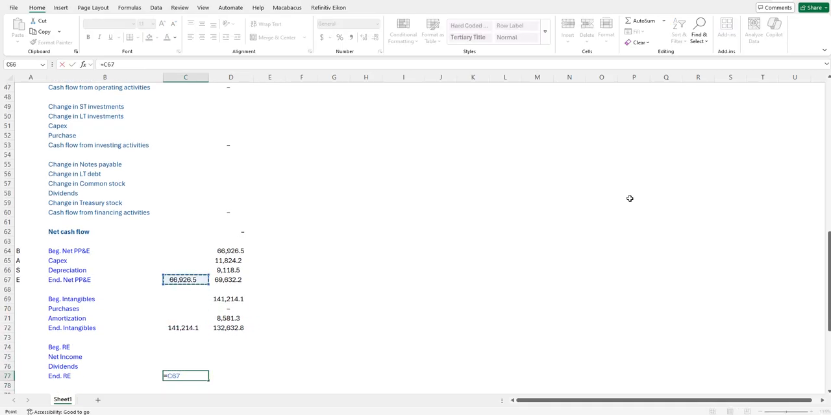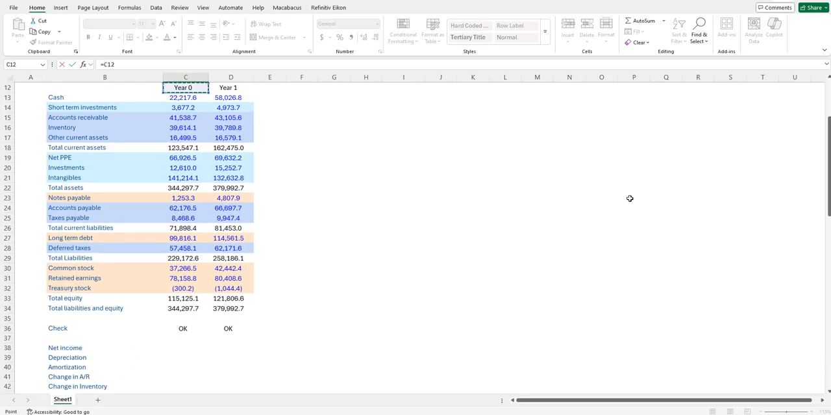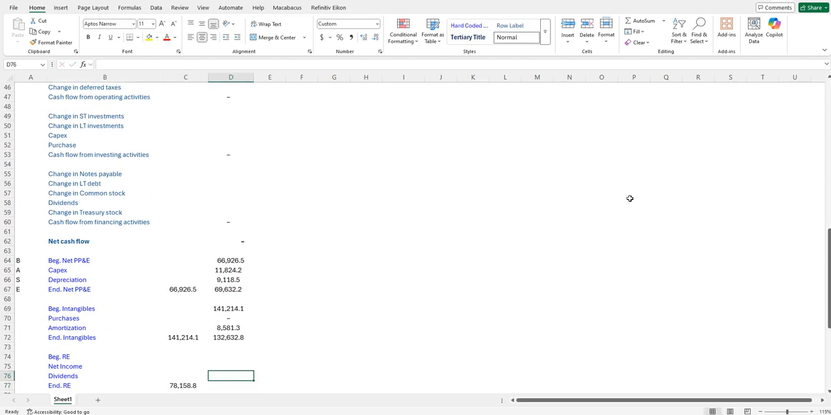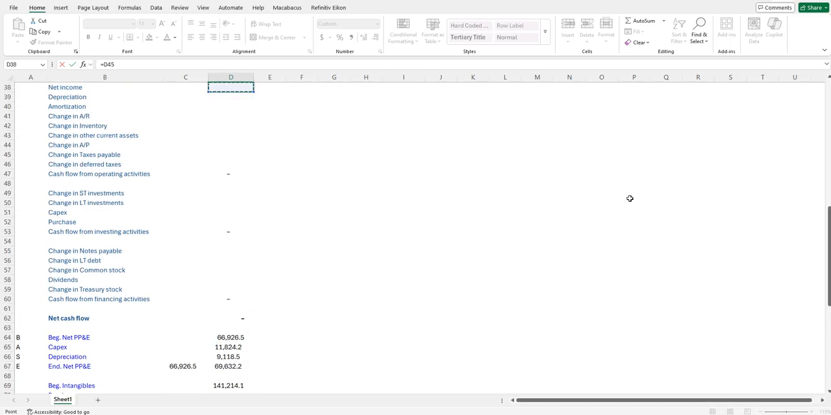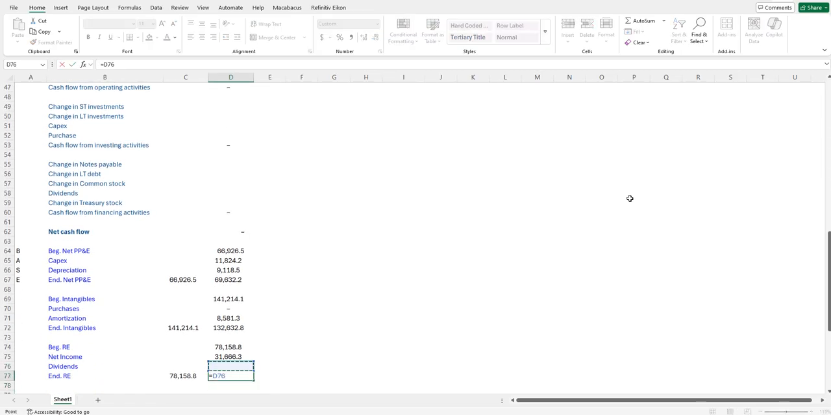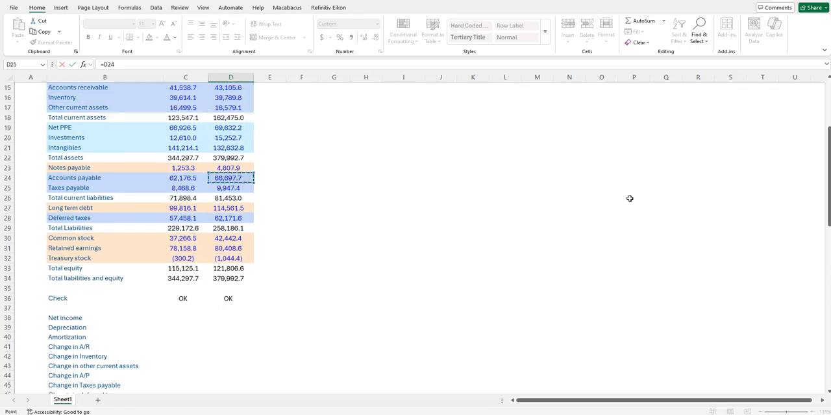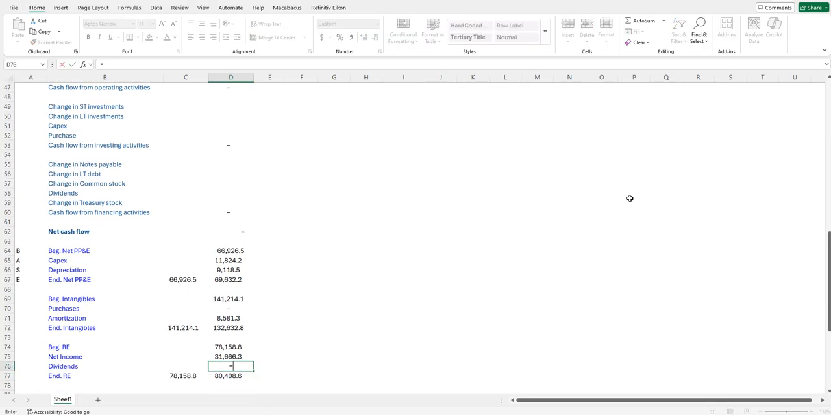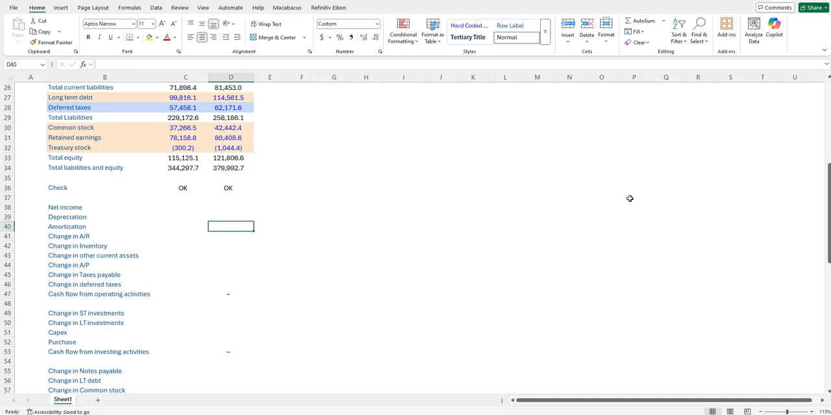Your ending retained earnings from the previous year is 78, and that 78 should be the current year's beginning balance. You add back the net income, which you can get from the income statement. And you know the ending retained earnings of the current year. So do the reverse calculation: ending retained earnings, subtract the net income, subtract the beginning retained earnings balance, and that figure is your dividends. Okay. Now we start. Go back to net income. We add back the net income.